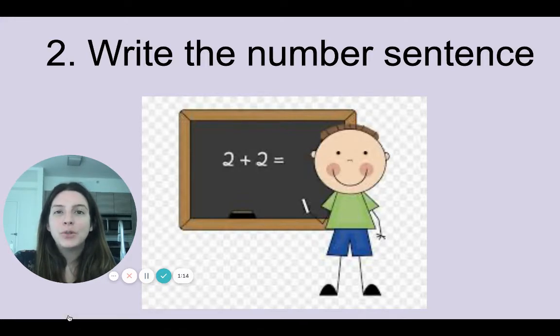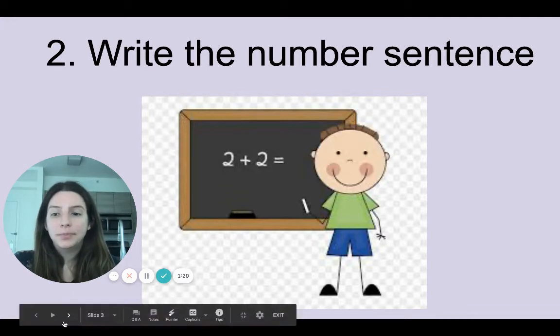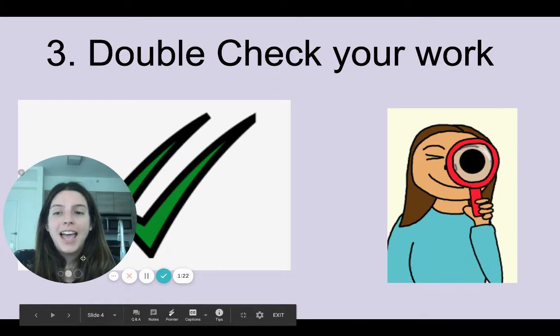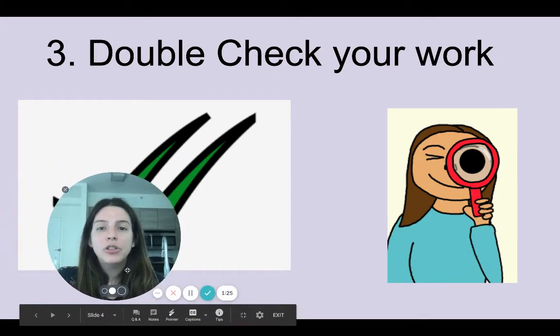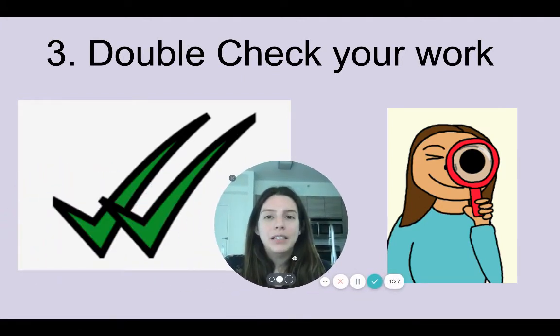After you visualize, it's really important to write the number sentence before you start solving to make sure that you are solving it correctly. And the last strategy is to double check your work. That means to try it again to make sure you have not made any little mistakes that would give you the wrong answer.